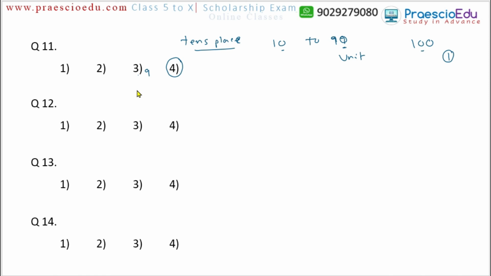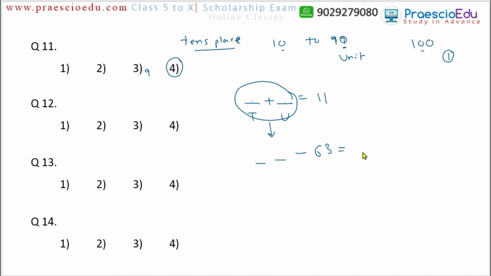Now question number 12. The sum of the digits of a two-digit number is 11. Suppose this is the unit digit and here the tens digit. If we add them, the sum comes to 11. Then 63 is subtracted from this number. I will write this number down, and we have to subtract 63.